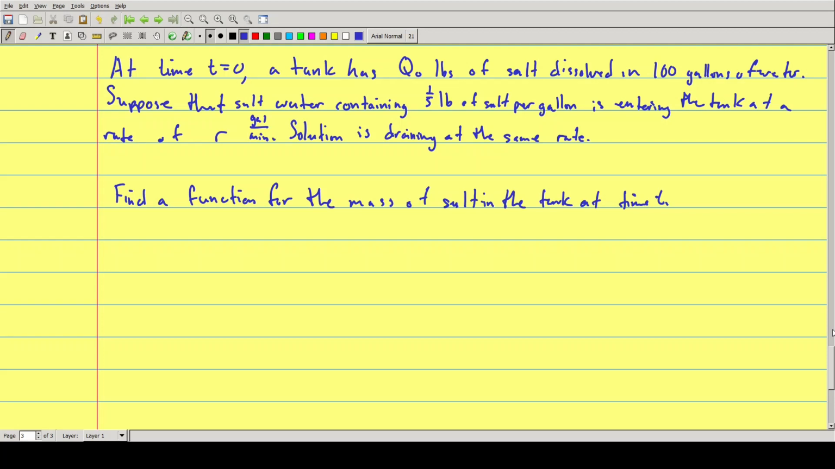Okay? Our differential equation is given to us as dQ/dt, and in order to construct this model correctly, we need to make sure that our units for whatever we're doing are set up correctly.